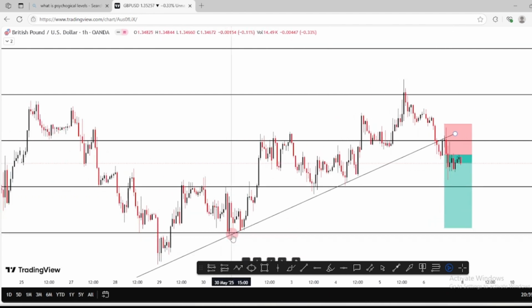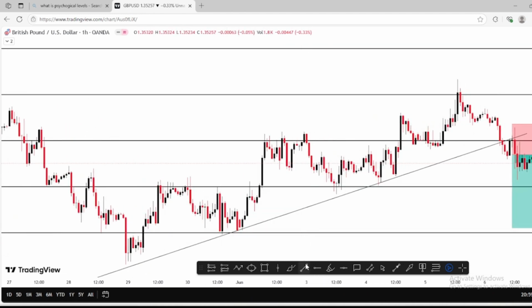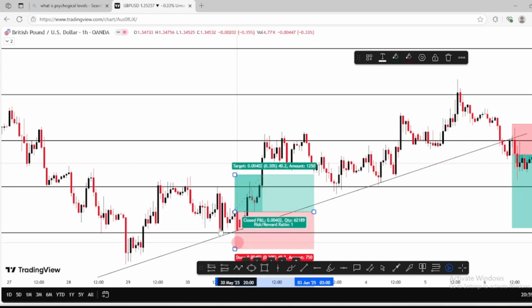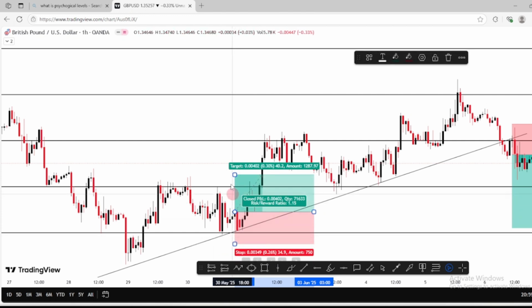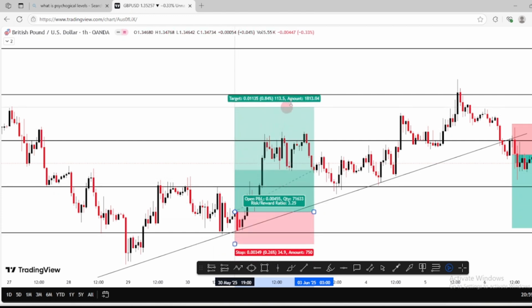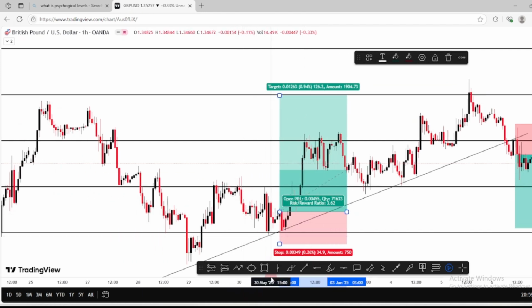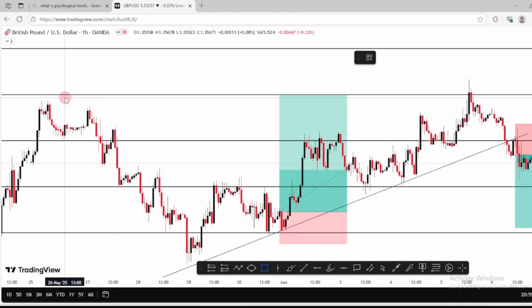Now look at the same reaction that happened around here. Most people trade psychological levels. You can see the same thing happen around here. Price consolidated in the zone. There's a psychological level in the place, and also a trend line. So you can take your buy from here, stop loss here, then you target this high here. That is this immediate high around this place.